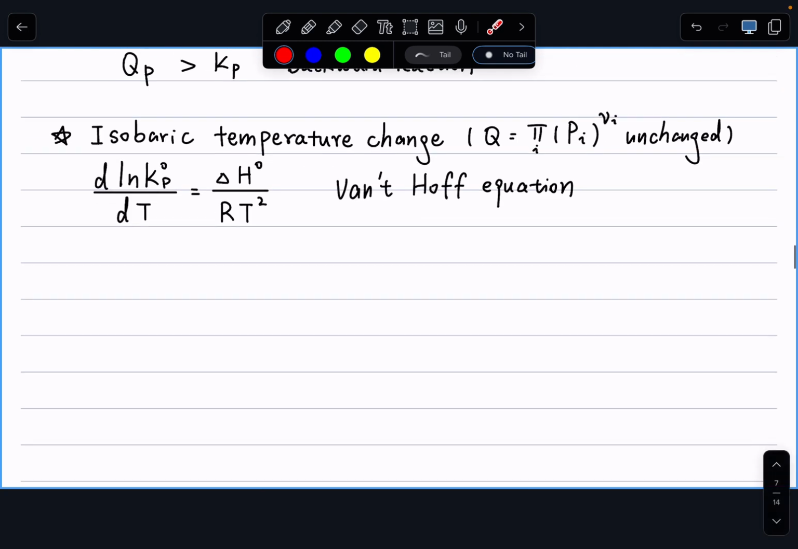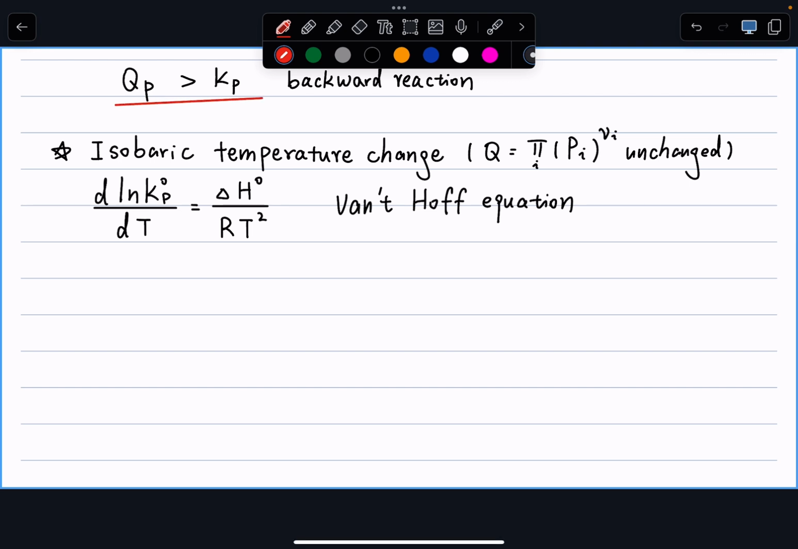So the first question, isobaric temperature change. The way to think about it is we have two different things, right? We have Qp and we have Kp. We're trying to find out how my Qp and Kp change. Now, typically, when we're talking about the changes, in this class at least, we'll want to make sure only one of my reaction quotient or my equilibrium constant is changing. It's really hard to compare when both of them are changing.